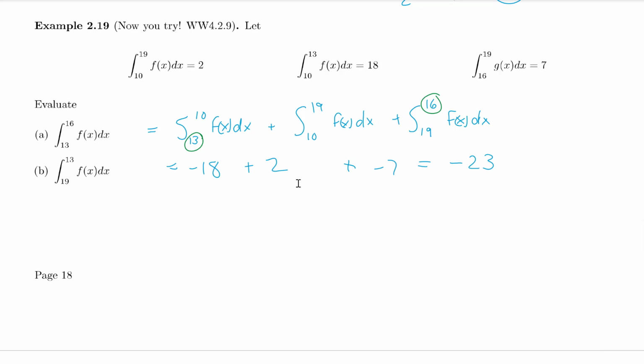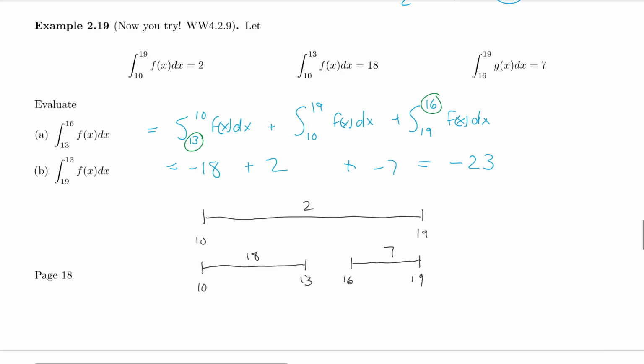There's another way I could do part A as well. One way I like to do it is I know that the integral from 10 to 19 is positive 2. The integral from 10 to 13 is positive 18. And the integral from 16 to 19 is positive 7.